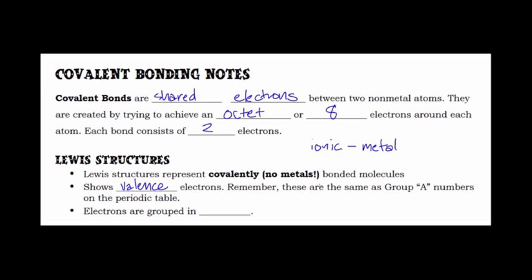And remember, these are the same as group A numbers on your periodic table. So if you don't have your periodic table out, go ahead and get that out. You're going to want it for the rest of this lesson. It's really important. So you can pause the video here if you need to and get that out. Electrons are grouped in pairs for Lewis structures. And I'll show you what that looks like with some examples.